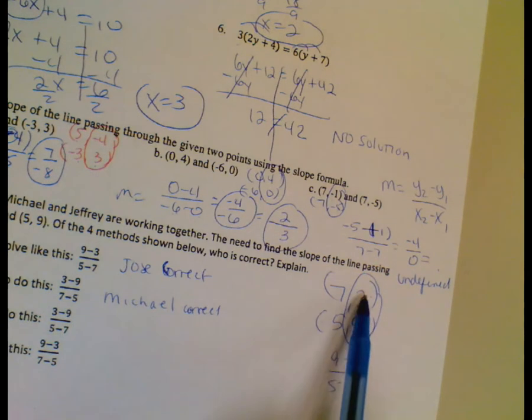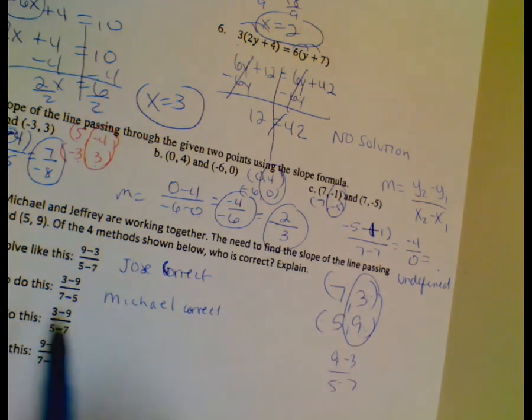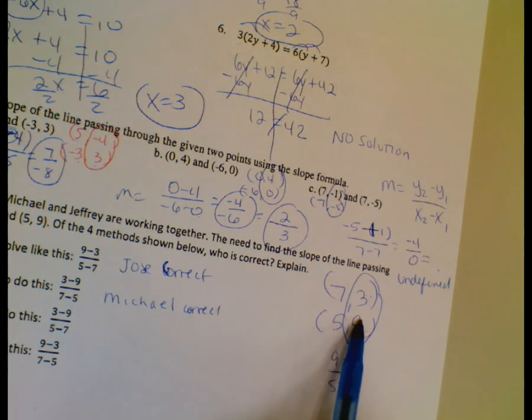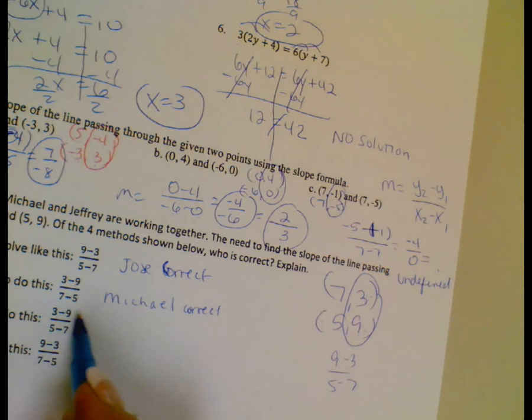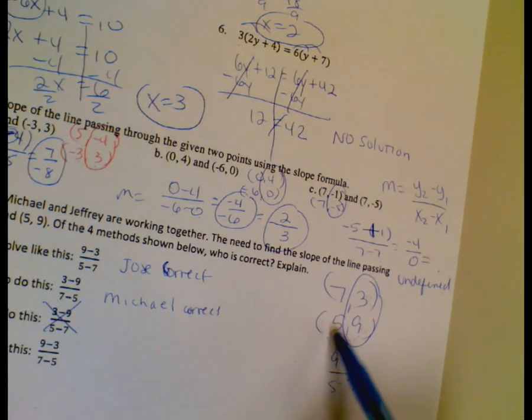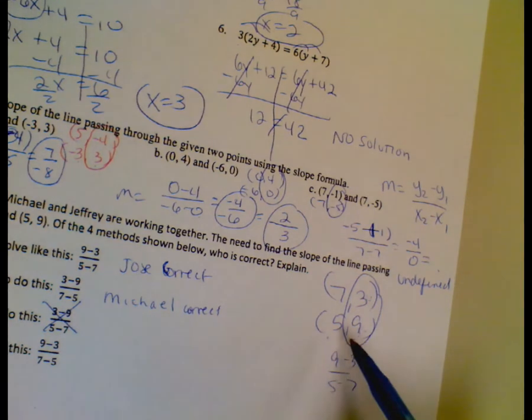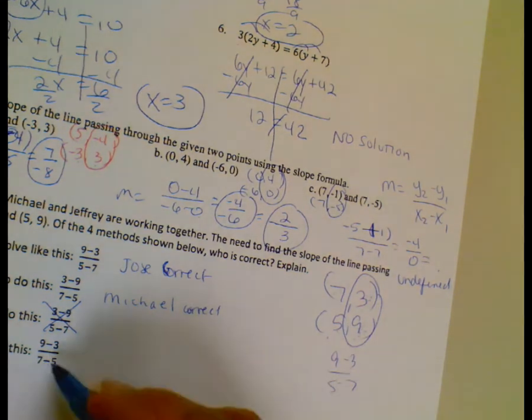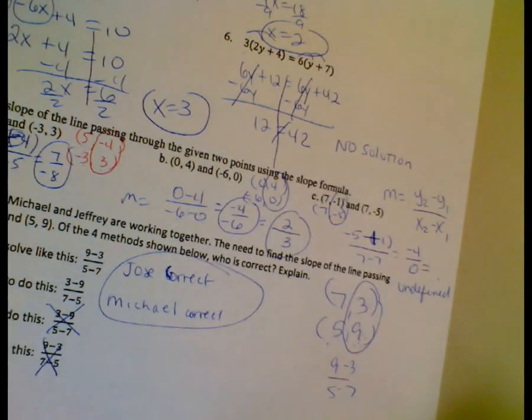The third one, he did 3 minus 9, but then he did 5 minus 7. So you see how he went first minus second here? But then he did second x minus, so this one is wrong. Do you guys see the difference? If you do 3 minus 9, then you have to do 7 minus 5. That's what Michael did. Michael was correct. Jeffrey was wrong. Maria took 9 minus 3, so she took from the bottom up. That means you have to do bottom up from the x's too. So 9 minus 3 on top, and then it should be 5 minus 7, but she had 7 minus 5, so this one's wrong. So 2 people are correct, Jose and Michael. Done. That's it.